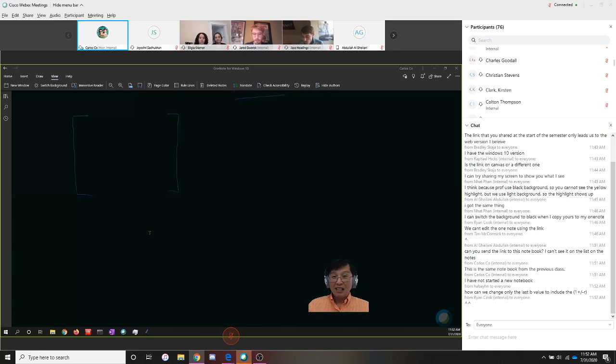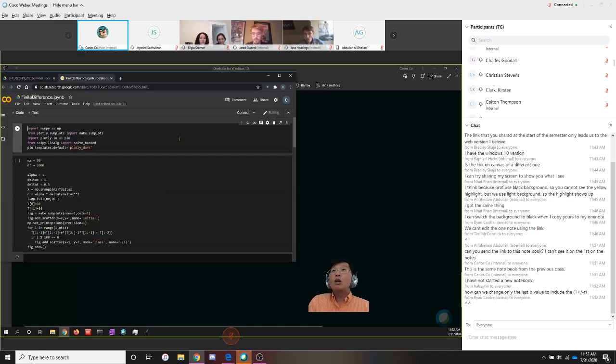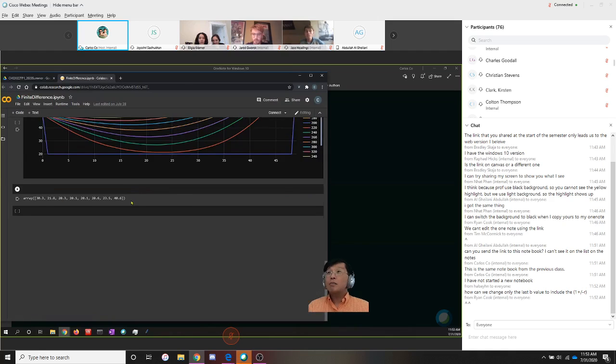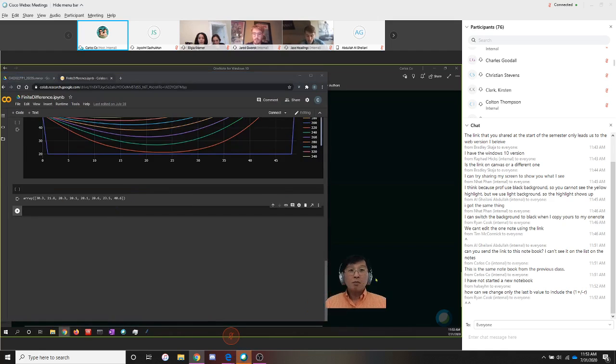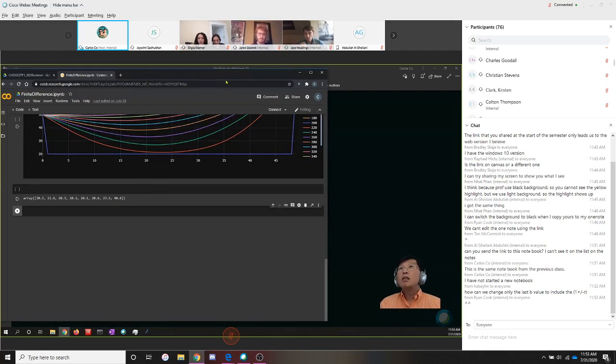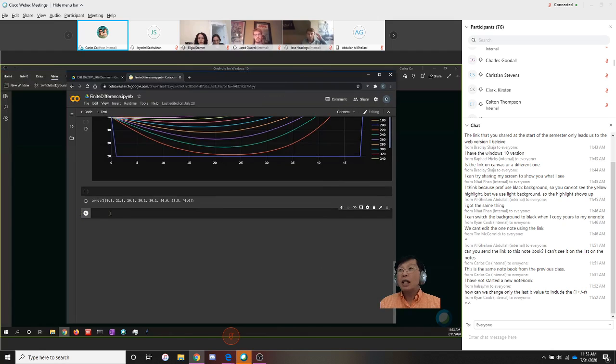oh, how can we change only the last b value to include that? Oh yeah, I think someone had emailed me about that, and I had told them to ask me in class, so it stays fair. Okay, yeah, why don't I do that? I think this matrix thing here is okay. So let me answer this other question, which has to do with the coding. Let me move my face out of the way, and move this a bit more to the center.